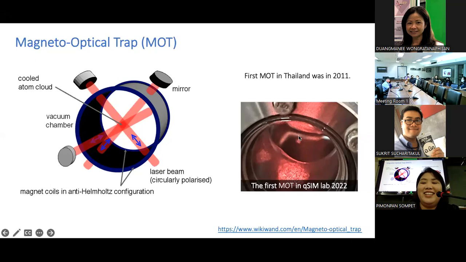It's hard to see. It's here. Yeah, it's just a small dot. It's about a millimeter in size, so it's very small. We haven't measured the atom number yet, but usually it's on the order of millions. So it's quite a lot.